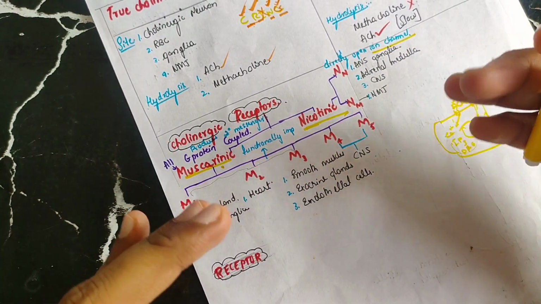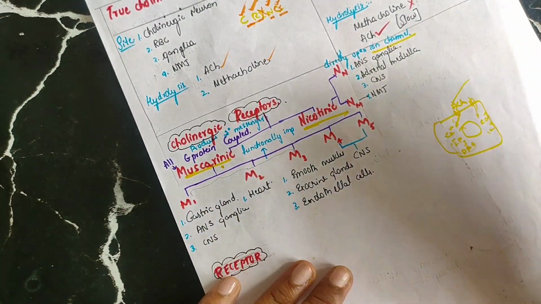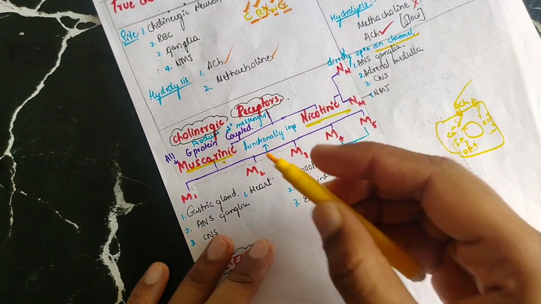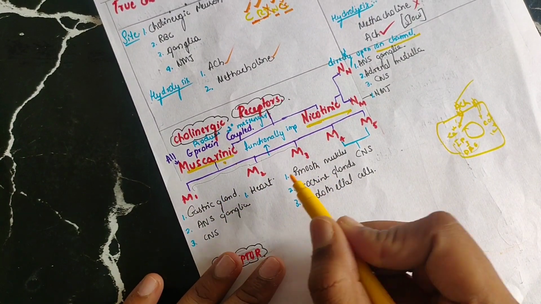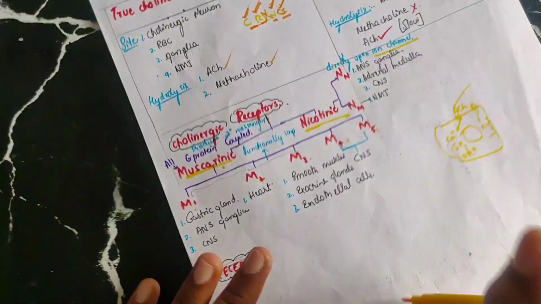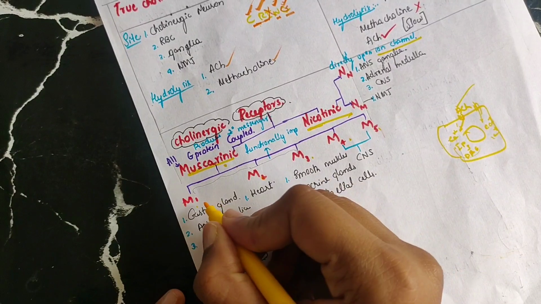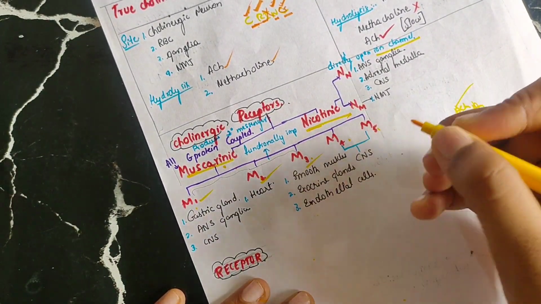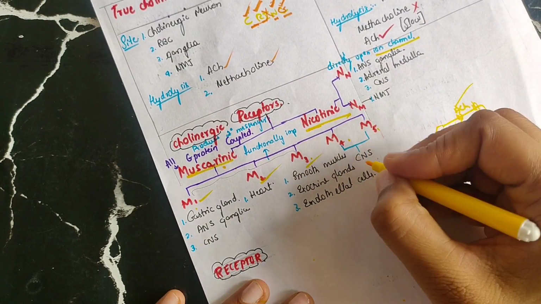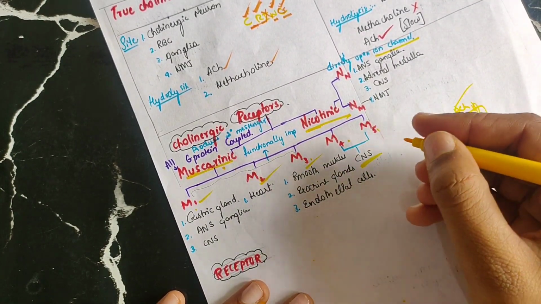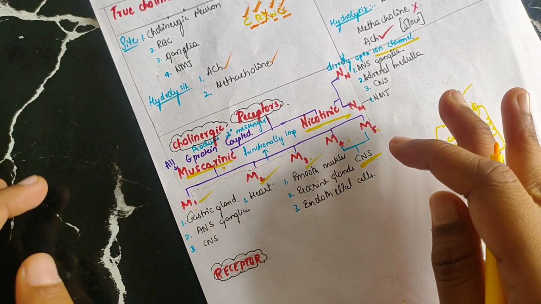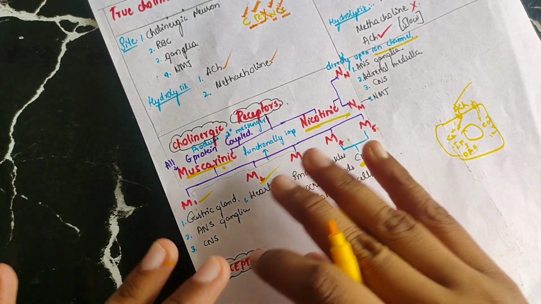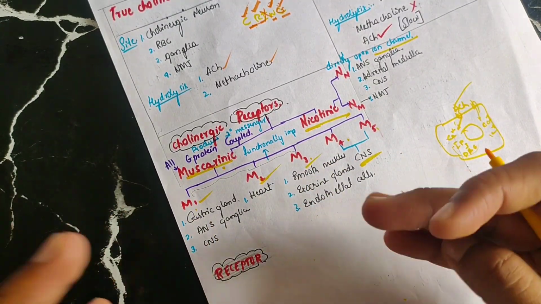We'll see in detail in my further videos. Now we will only discuss the subtypes of these receptors. Muscarinic, again we have 5 subtypes, that is M1, M2, M3, M4 and M5. Out of these, M1, M2 and M3 are functionally important, whereas M4 and M5 we don't discuss much, but their location will be in the CNS. In the CNS we'll see M4 and M5 receptors, whereas M1, M2 and M3 we'll see where they are. You need to remember this so that it will be helpful in my further videos.